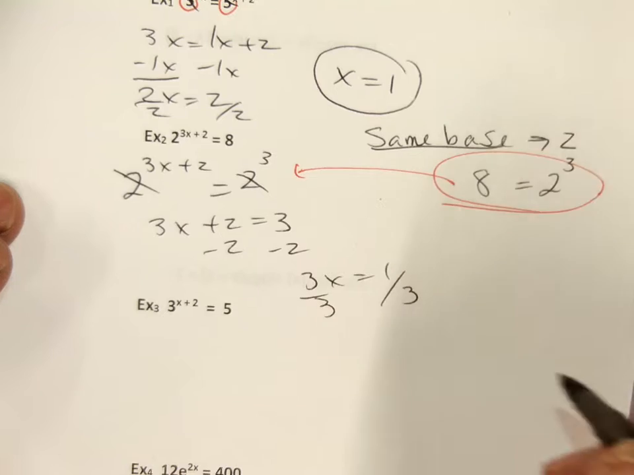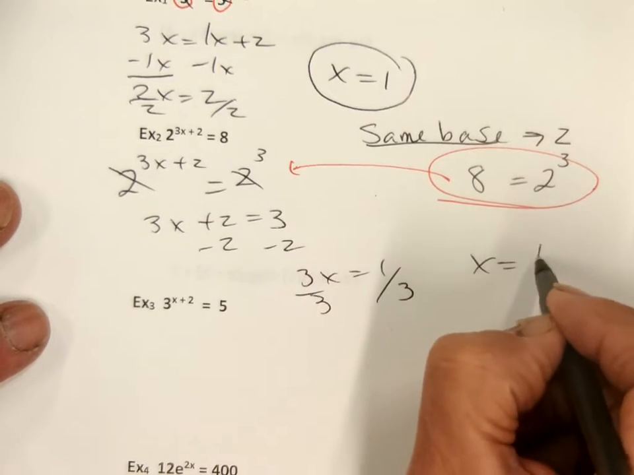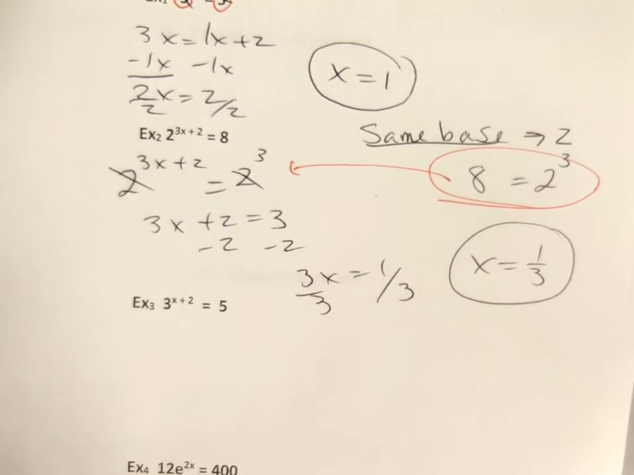1/3 is a fine answer. It's a fraction. I don't care. 1/3 is a great answer. If you want to use a decimal, go 0.33333. I like 1/3 better, okay?